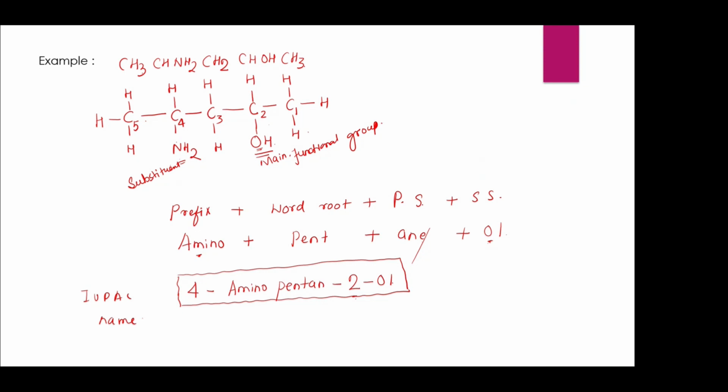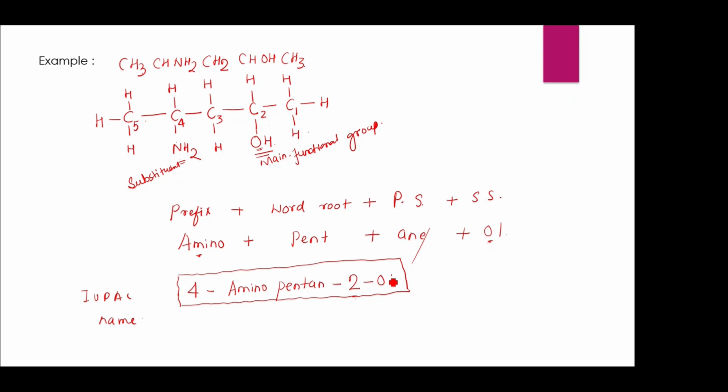So let's have a quick recap. Word root will indicate the carbon length or the main parent chain. Primary suffix will indicate the carbon-carbon linkage, whether a CC single bond is there, or a CC double bond, or a CC triple bond. It means it indicates whether the compound is saturated or unsaturated. Saturated means alkanes and unsaturated means alkenes or alkynes. Then the secondary suffix will indicate the main functional group in the organic compound.